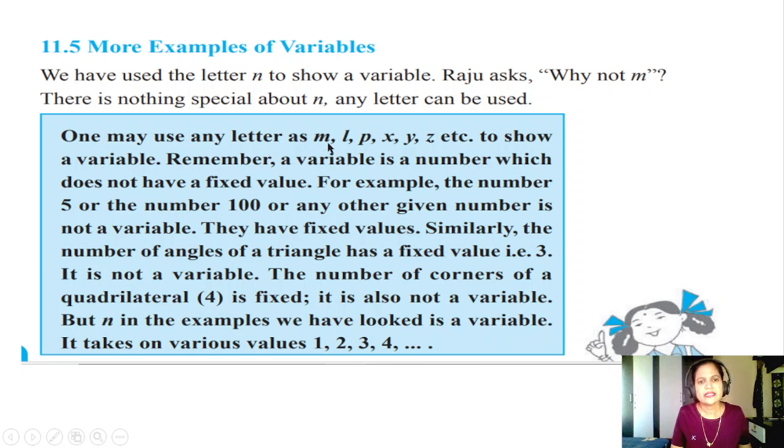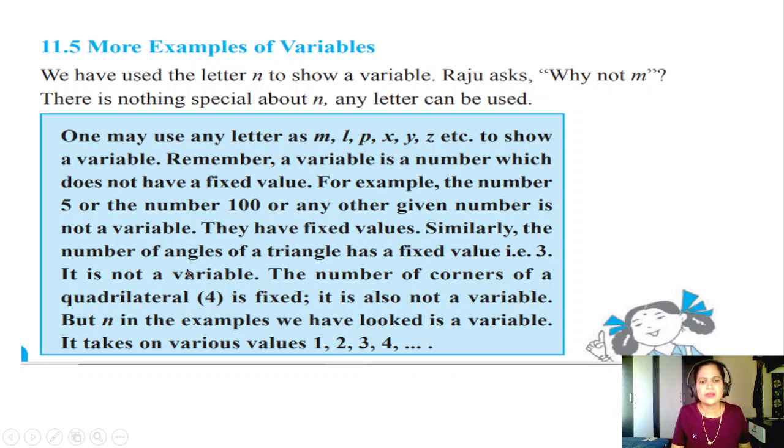One may use any letter as m, l, p, x, y, z, etc. to show a variable. Remember, the variable is a number which does not have a fixed value. It varies, keeps on changing the value. For example, the number 5 or 100 or any other given number is not a variable. They have fixed values. These are called constants in algebra.